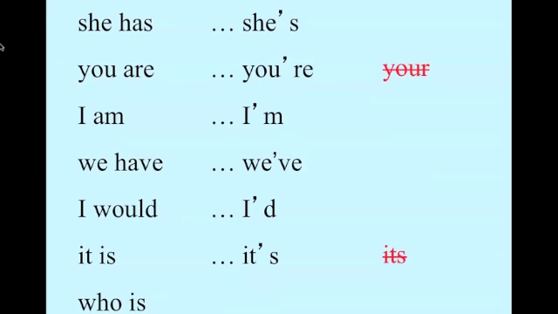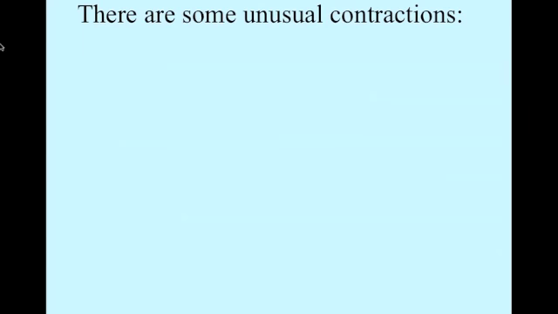And then you've got who is, which is who's, who with an apostrophe S. And don't get that mixed up with the possessive pronoun whose, because that shows whose something is. But if you want to say who is doing that, you say who apostrophe S.